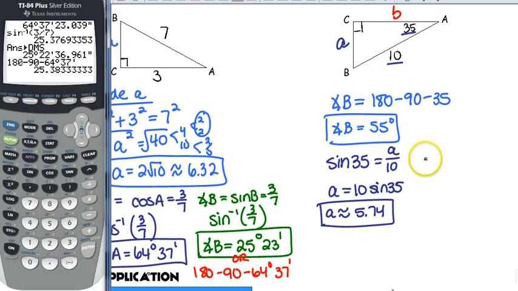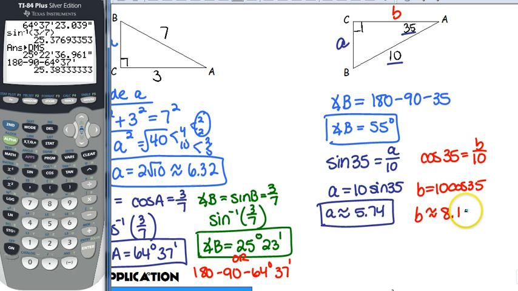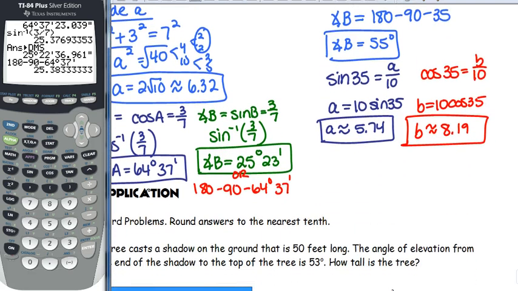And then our last missing piece is B. We're given 35, given 10. B is adjacent, and we have hypotenuse. Adjacent and hypotenuse is going to be cosine. So cosine of 35 is equal to B over 10. Again, we're going to multiply 10 times cosine of 35, and we get that B is about 8.19. It is important that you have the correct labels, that the sides opposite the angles have that same name.